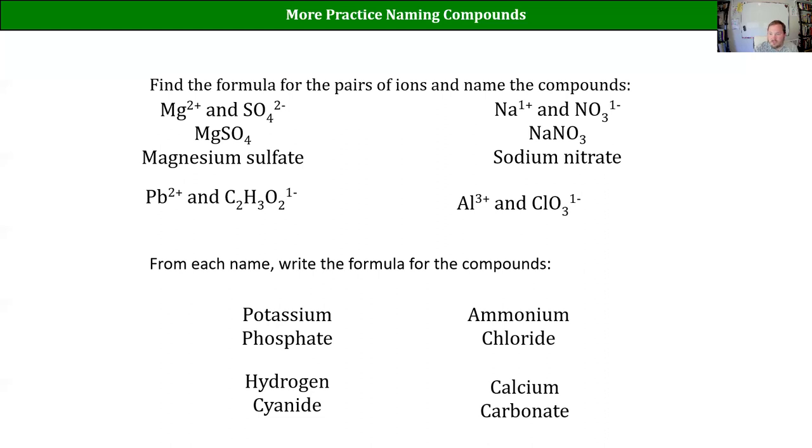If we want to look at this example here with lead 2 ion, if we have lead 2 and we have acetate, which is the C2H3O2, an organic ion called acetate, we need two acetates for every one lead. So our formula would just be Pb(C2H3O2)2. Two acetates for every one lead. And our name would just be lead 2 acetate.